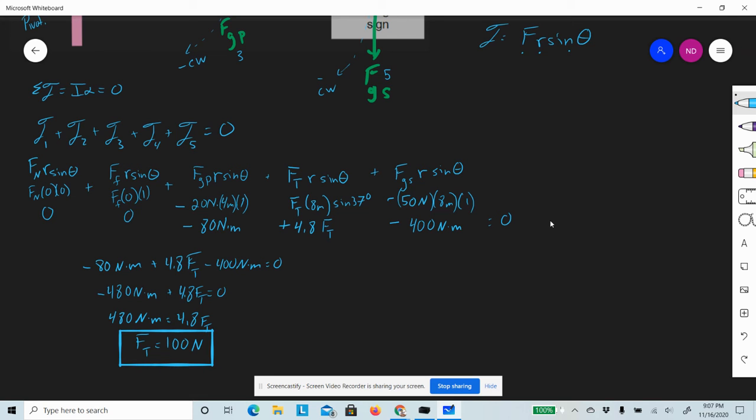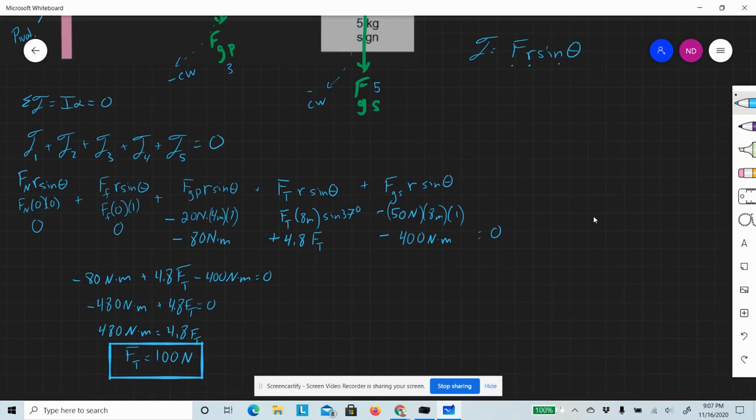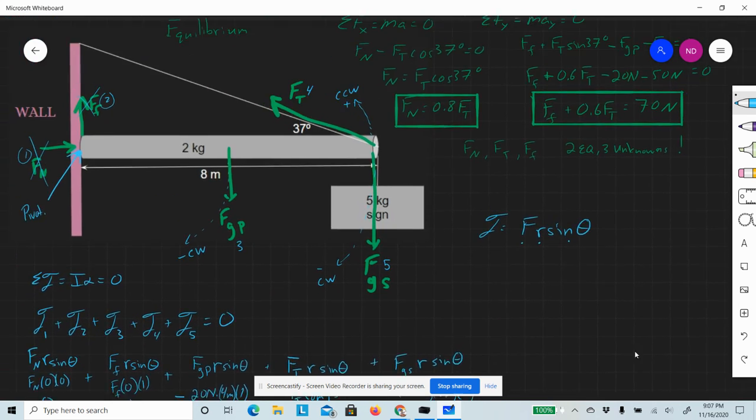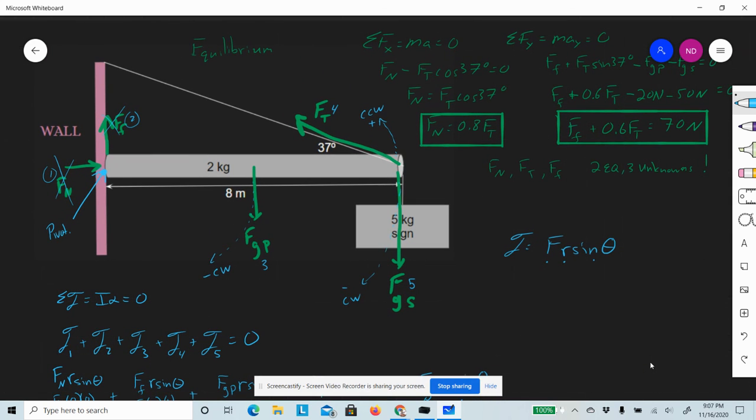Now we figured something out. That's pretty cool. Sum of the torques gives us a way to figure out the tension. The tension is 100 newtons. So now we know this is 100 newtons. That was the first thing they wanted you to solve: tension in the rope. Tension equaled 100 newtons. The next thing they asked you to solve for was the normal force, the force of the wall acting on the pole.